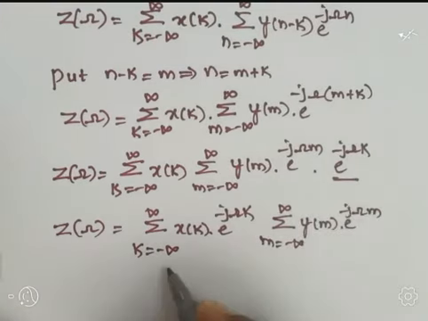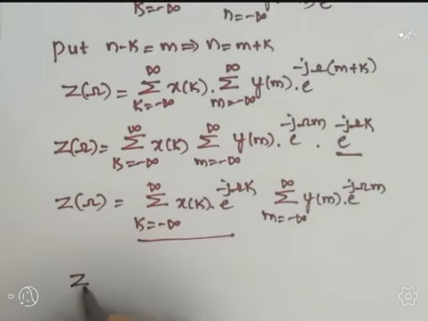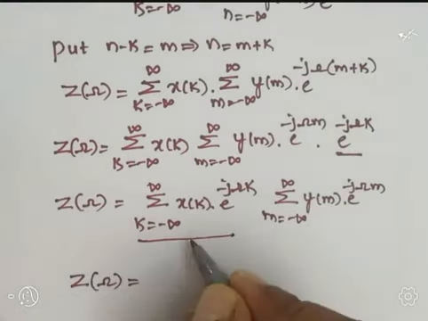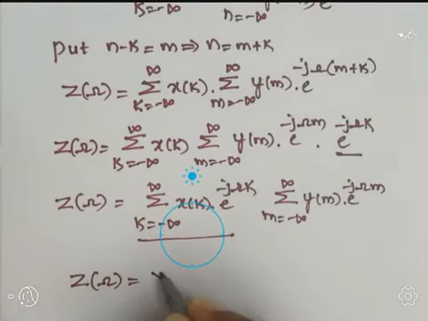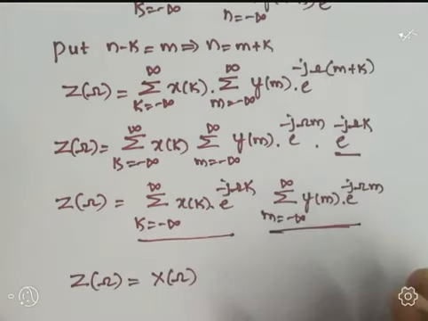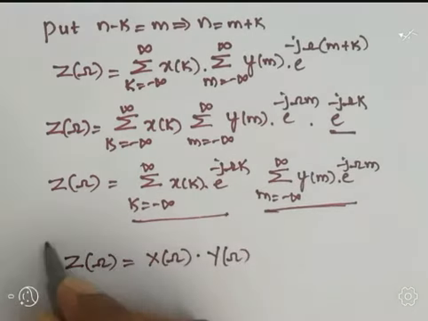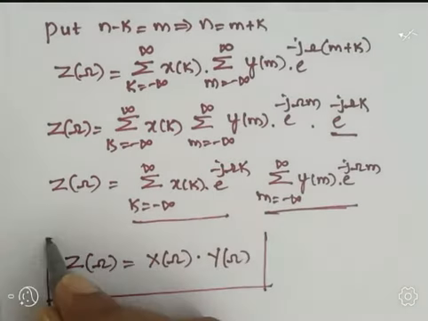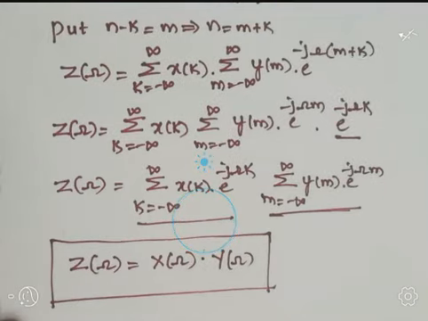summation m equal to minus infinity to plus infinity y of m into e to the power minus j omega m. So let us compare this part with the definition of DTFT. We can write Z of omega is equal to, comparing this part with the definition of DTFT, X of omega. Similarly, this part compared with the definition of DTFT is Y of omega. Hence we proved the convolution property of DTFT: convolution of two time domain sequences is equivalent to multiplication of their spectrums.